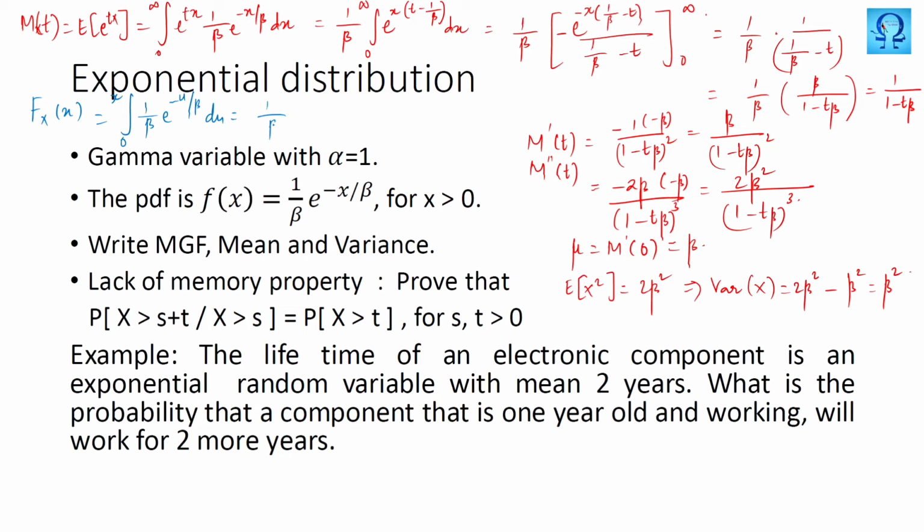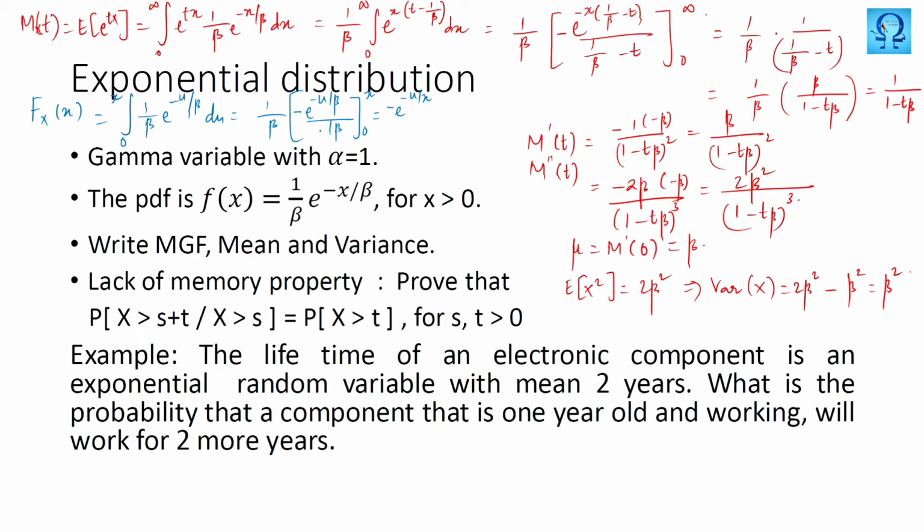So this 1 upon beta is a constant, so we take it outside, and this is this quantity divided by minus u upon beta, over the limit 0 to x. So when we substitute it, this beta goes to the numerator and the beta and beta get cancelled. And when we substitute x, we get minus e to the power minus u upon beta at x.